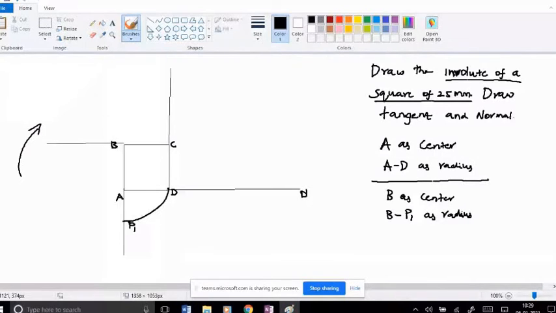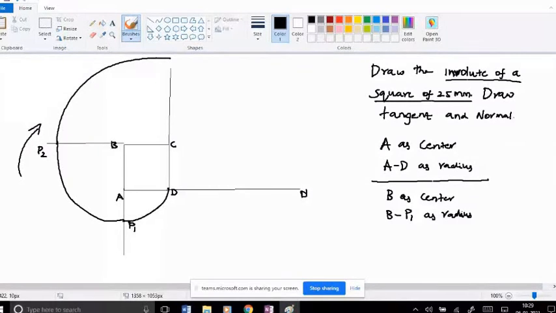Because B to A is 50 and B to P1 is 50. So that means 2 into side. So that is the radius. You need to make an arc till that line, something like that. Okay. Next, C as the center, C to P2 as the radius. You need to make an arc like this.